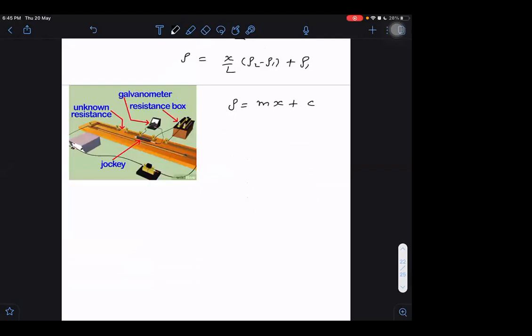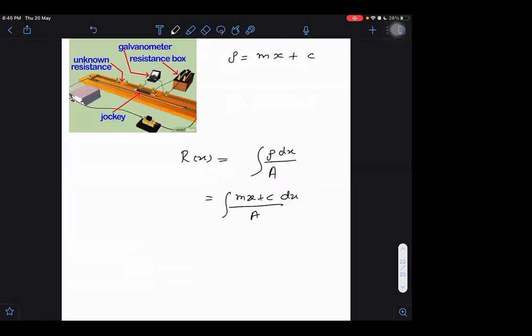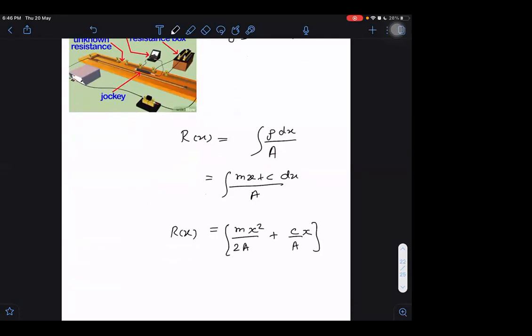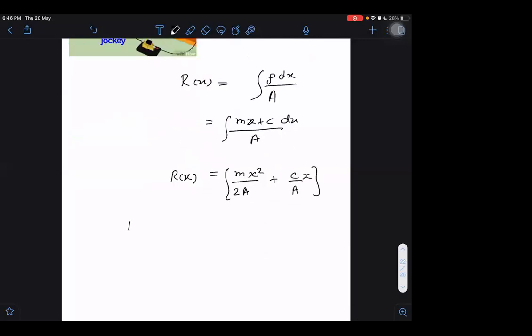Then can you tell me now what the resistance as a function of x is? Rho into dx by area. The area will now be constant; only one thing will be varying. Then (mx plus c) into dx divided by area, integral: m into x square by 2a plus c by a into x. Right? That is the resistance as a function of x. Once I know it, can I get the resistance of the total length L also? Obviously, that is so simple. Just put the value of x as L. We can get that also.